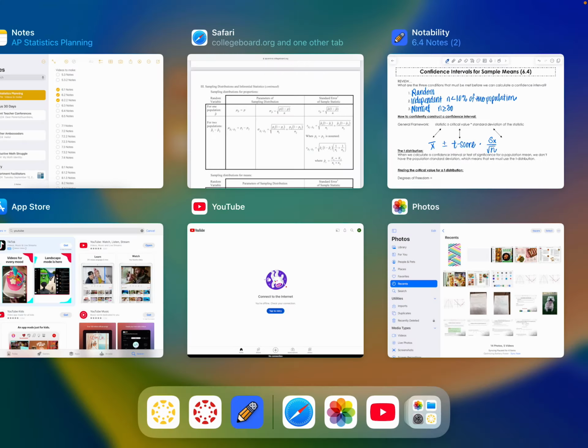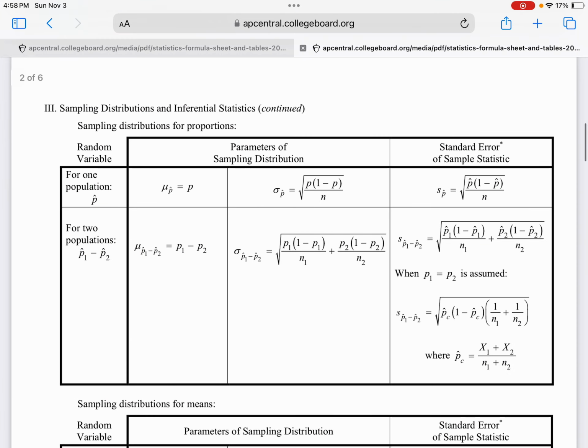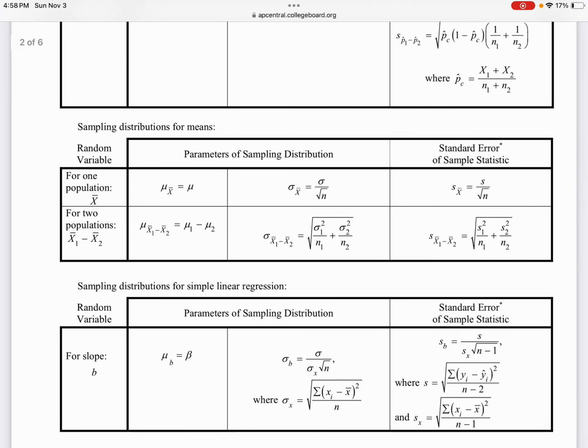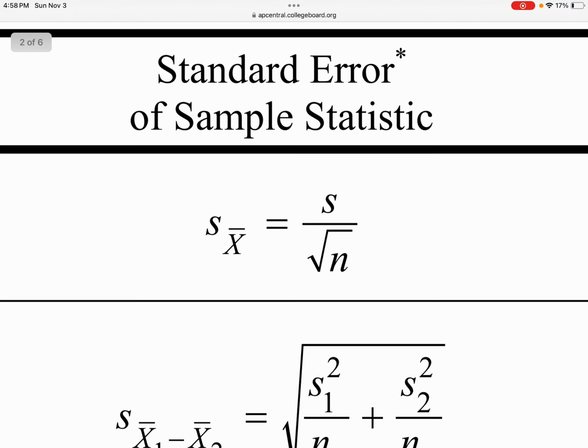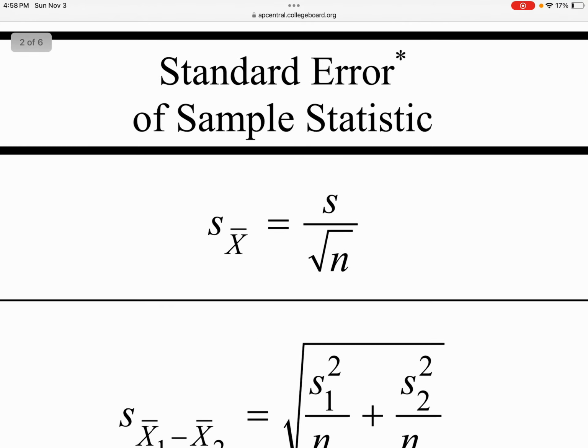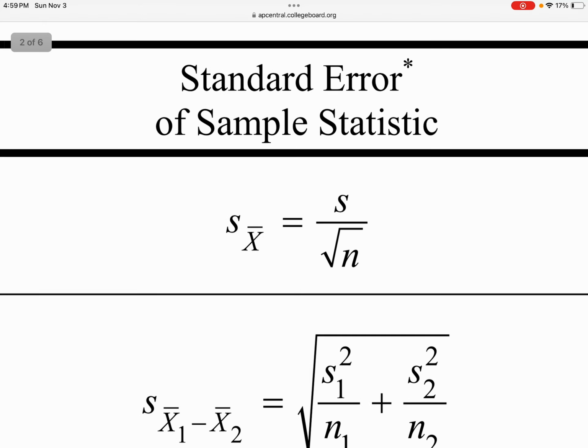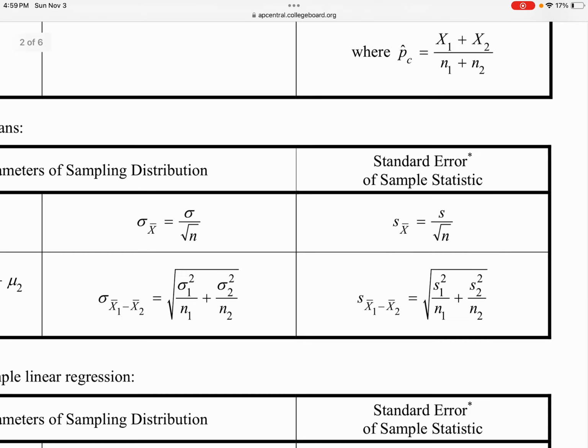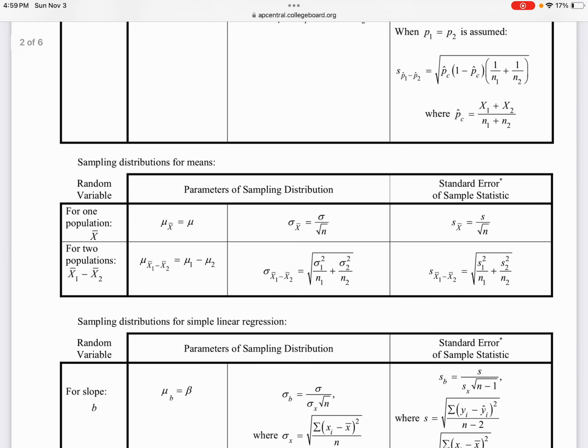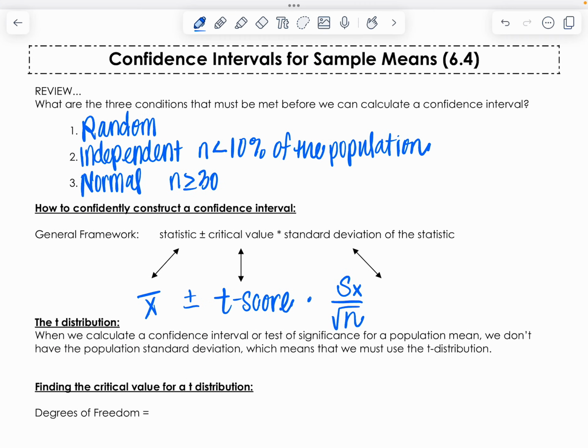So if we look back at our formula sheet, here we're down here, sampling distributions for means. We've got one population, and it's just S. I use Sx, I guess, because that's what the calculator says, but it's just S, your sample standard deviation, over the square root of n. All right, so we could even get rid of that x if we want to.